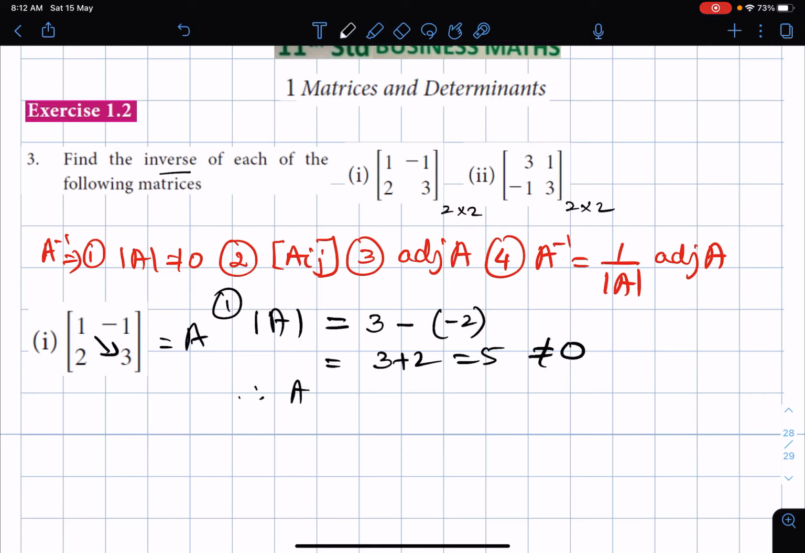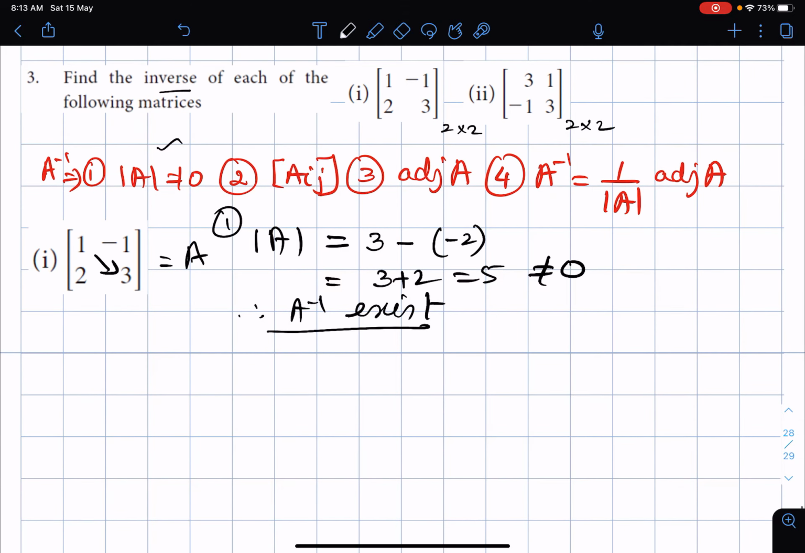Therefore A inverse exists. So this step, you have to write for each and every sum. Why do we write this step? Determinant A not equal to 0 only, you can proceed with A inverse. So your first step is determinant A. When determinant A is not equal to 0, you have to write A inverse exists.